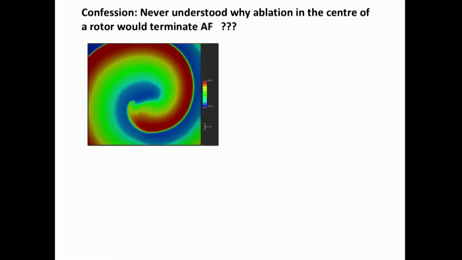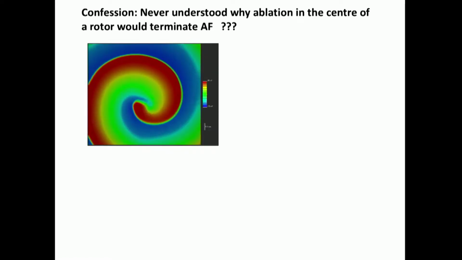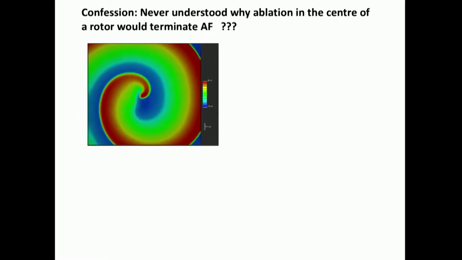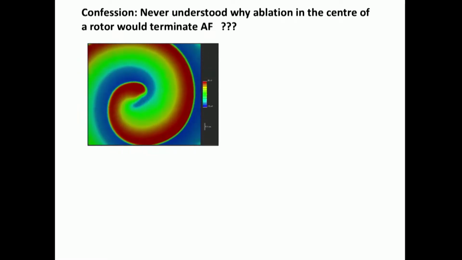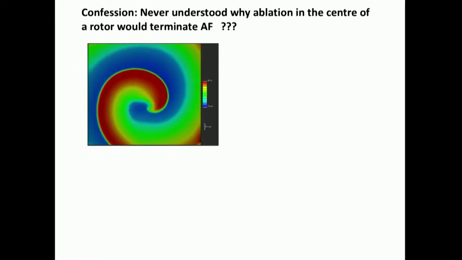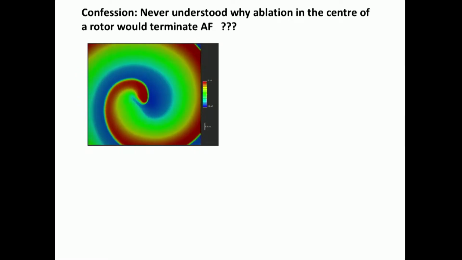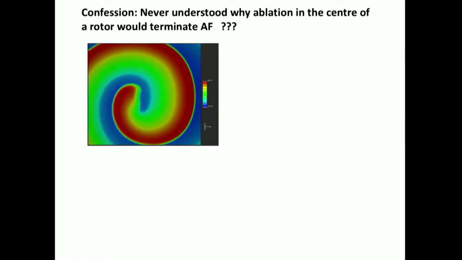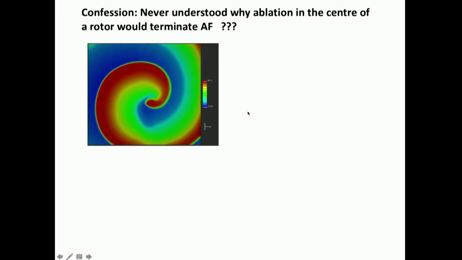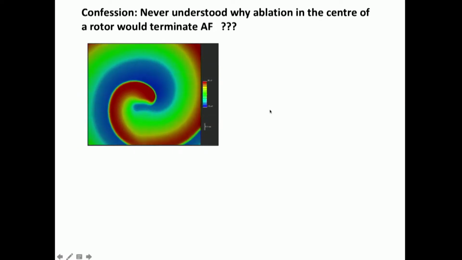I have a confession to make, and I think that Karl-Heinz already mentioned a couple of things. I never understood how it can possibly be that the ablation in the center of a rotor would terminate atrial fibrillation. This is, for me, very hard to understand. This is a relatively stable rotor here. There are rotors that are much more meandering through a substrate.